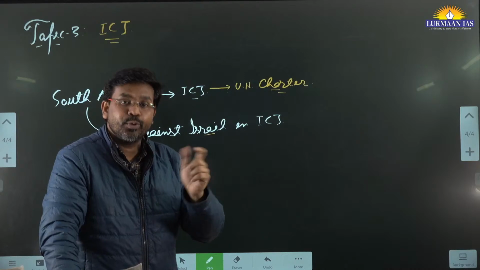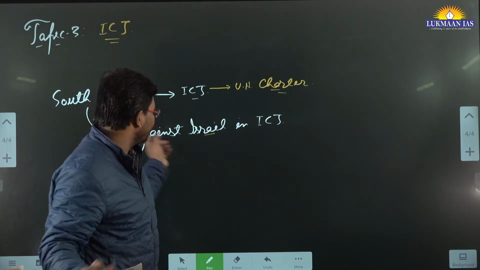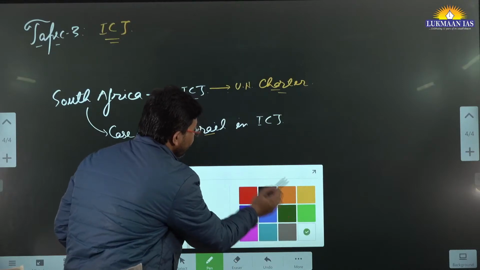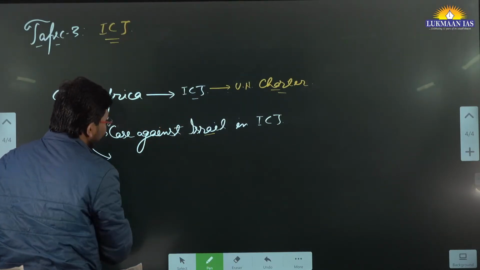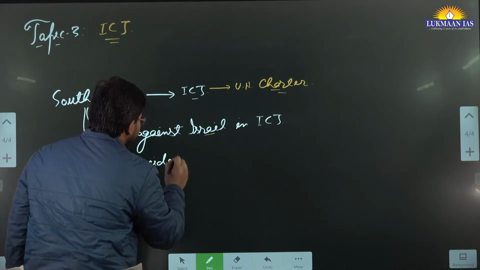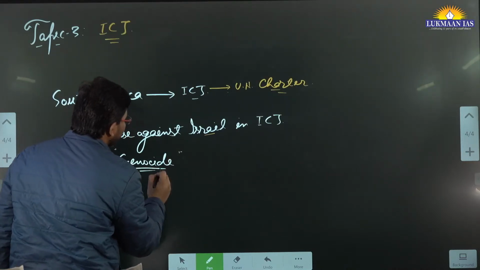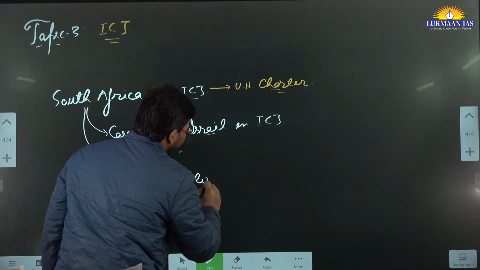So any dispute between different member countries can be taken to the International Court of Justice. Recently South Africa has taken this particular case to the International Court of Justice, and what was the point that South Africa has said? South Africa has said that Israel is involved in doing genocide, right? Genocide of Palestinian people.